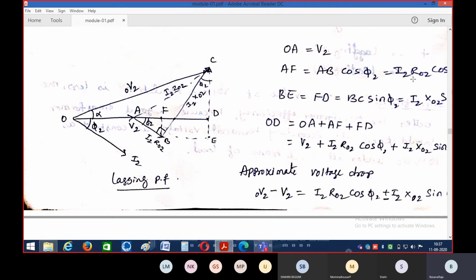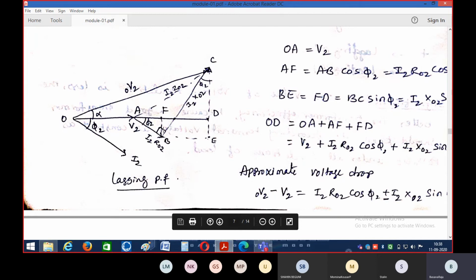So similarly, AF is equal to I2 R02 cos phi 2. Why I2 R02 cos phi 2 only? Because cos phi 2 is the same as it is. What is the vector length AB? AB is the length which is equal to I2 R02. So the total vector length OD is equal to OA plus AF plus FD. OA is equal to V2, AF is equal to I2 R02 cos phi 2, plus FD is equal to I2 X02 sin phi 2.